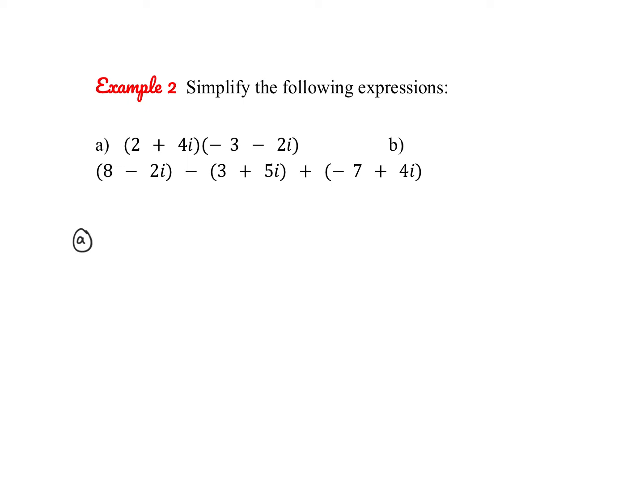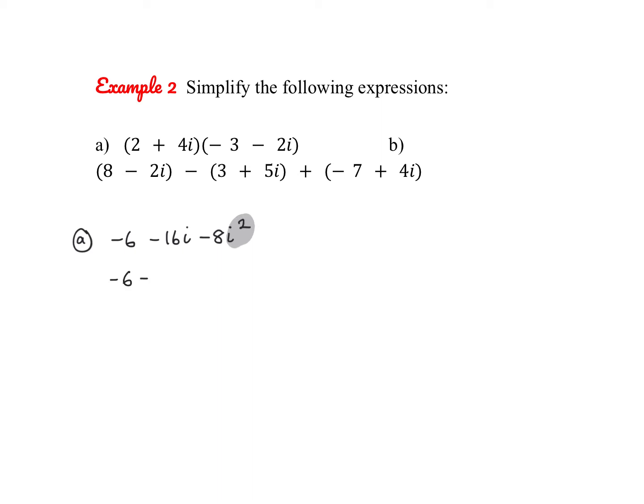So we just start doing FOIL. So we have -6, and then here we have -4i minus 12i. So that gives us -16i. And then here, this gives us -8i squared. And then we're always going to simplify any larger powers of i. So the important thing to simplify here is i squared, which remember is always equal to -1.